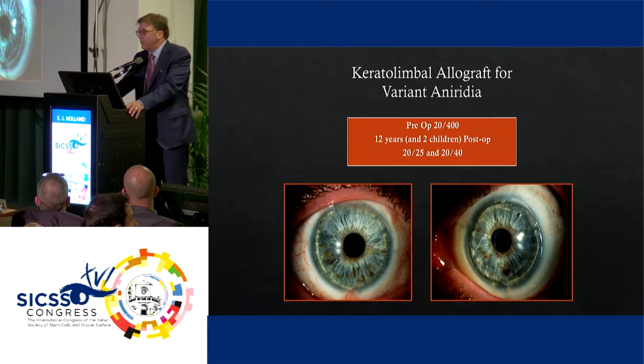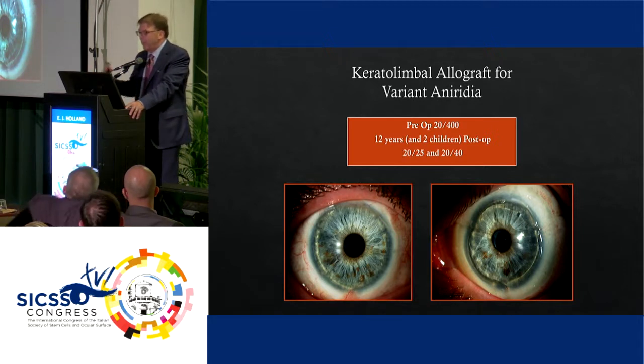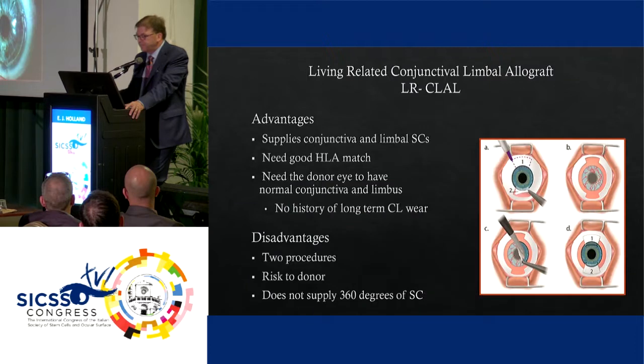We do get the question, can these cells last a long time? And we have some cases out. In fact, we have over 50 eyes with now 10-year follow-up with success. This is one young woman with a variant aniridia. So you can see her iris looks fairly normal, but she had total limbal deficiency. She ended up with bilateral keratolimbal allografts. She's 12 years out. She's had 2 children. She has 20/25 and 20/40 vision and is off immunosuppression.